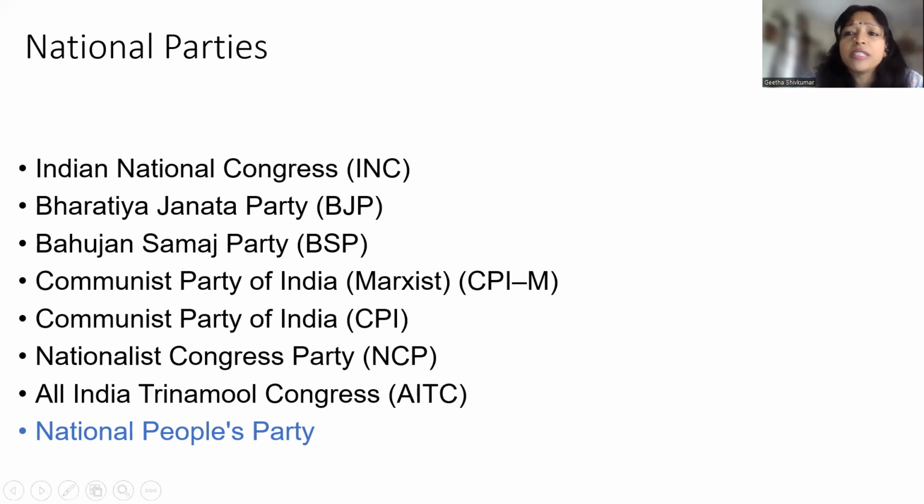National Party, you must be wondering why ma'am has put the blue color for National People's Party. This is the 8th National Party. In your textbook, they must have given you only 7 National Parties, but we have 8 National Parties, and the 8th one is National People's Party. So you will be learning their ideology, when it was formed, what their main ideology is and who the leader is. This is a very, very important thing for each and every national party.